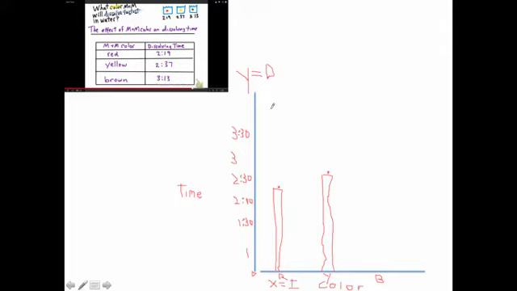And then brown was 313. So 313 was all the way here. That's going to be almost right in between 3 minutes and then 3 minutes and 30 seconds.